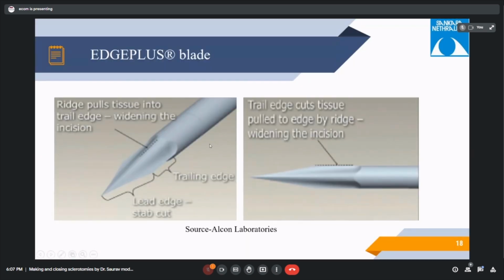Among trocar blades, the H plus blade developed by Alcon Laboratories is the most commonly used. It consists of three parts: the leading edge, ridge, and the trailing edge. The leading edge and the trailing edge are the cutting edges, while the ridge is the stretching point.